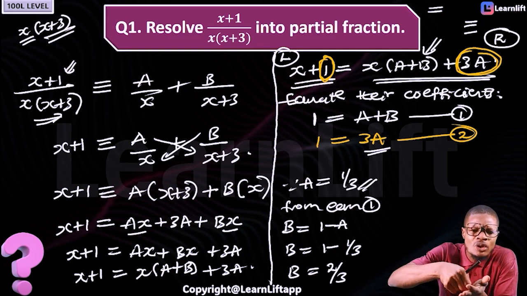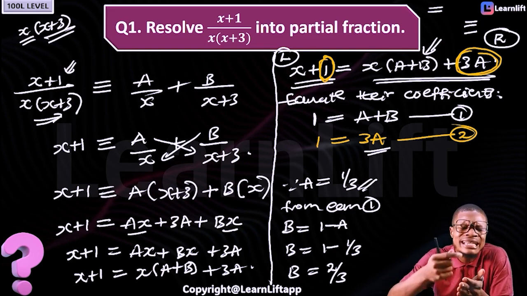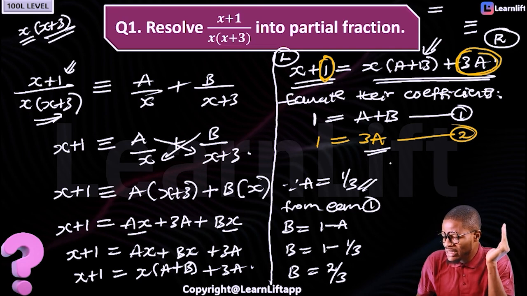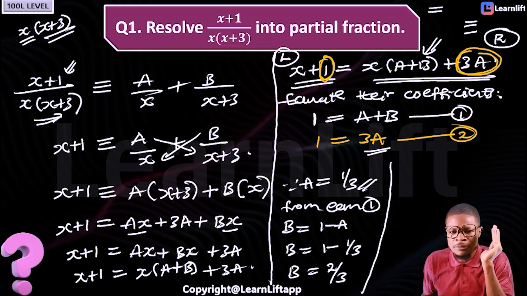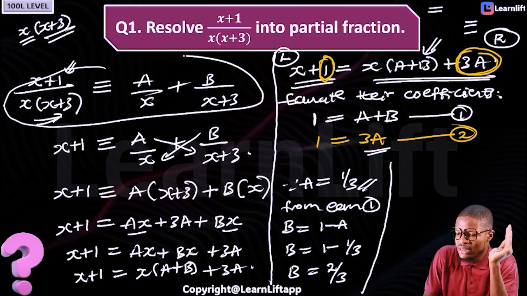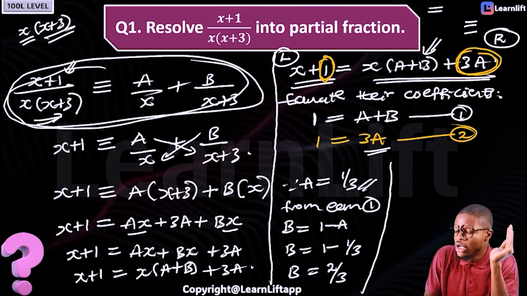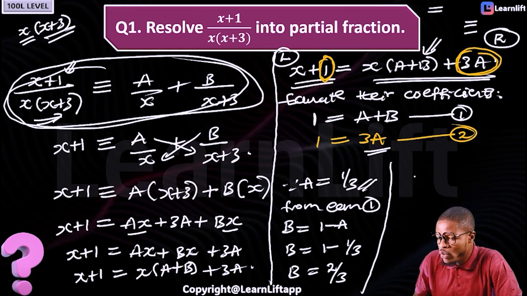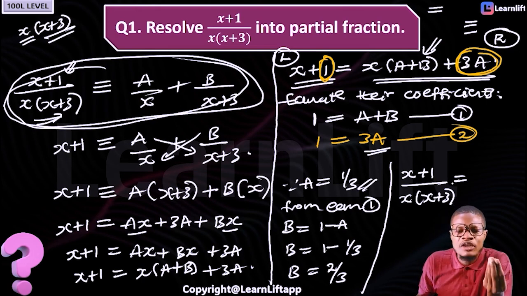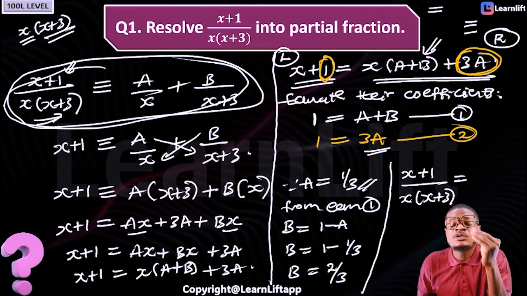Now, the big question is, how do we present our final answer? That's the major thing there. Let me present the answer here for you quickly. Now, look at the question. This is what the original question is, right? So what do we tell them? You pick the question there, that's x plus 1 all over x into x plus 3. What is it going to give me? It's going to give me my a. What is the value of a? A is 1 over 3.